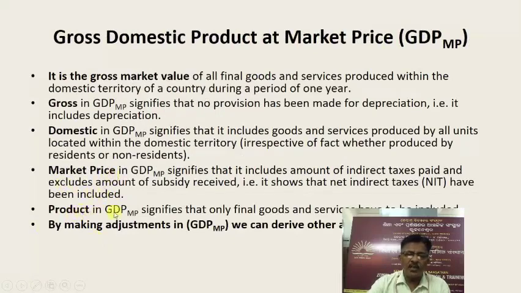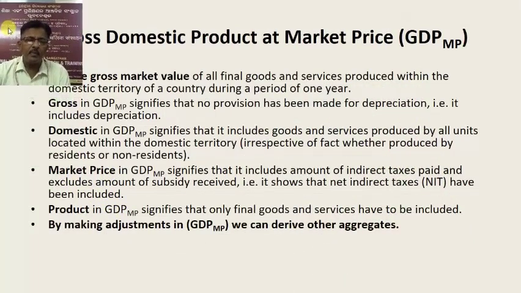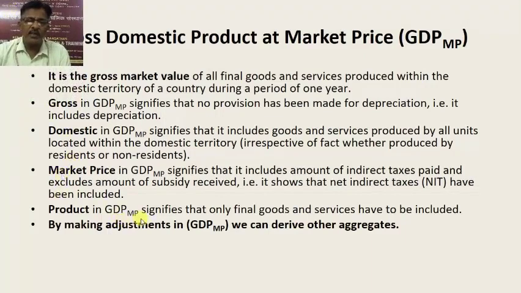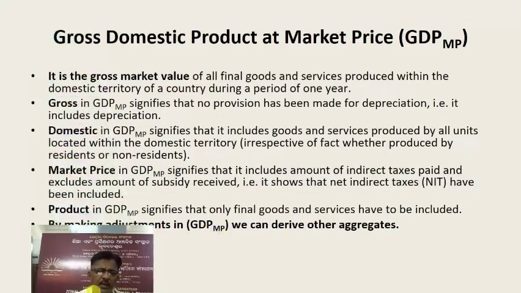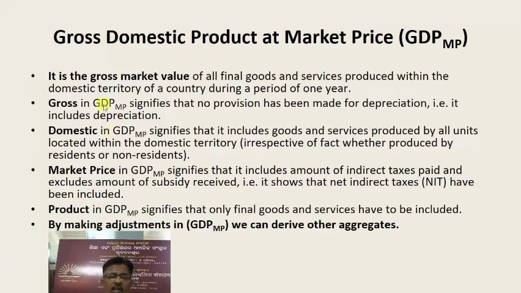Then product in GDP signifies what? Only final goods and services have to be included. And by making adjustments in GDP MP, that is gross domestic product at market price, we can derive other aggregates. So this is the first aggregate. In order to understand other aggregates, you have to remember this meaning of GDP at market price for all the time to come.